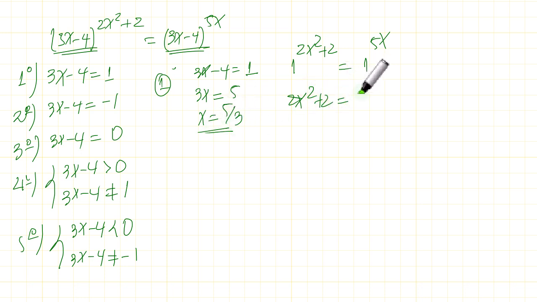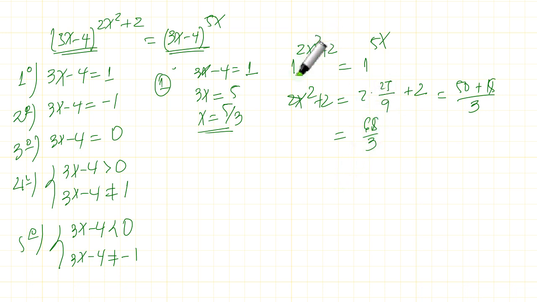Replacing the value here, we're gonna have 2 times 25 divided by 9, and then plus 2. So this is gonna be 50 plus 18 divided by 9, so we're gonna have then 68 divided by 9 here.